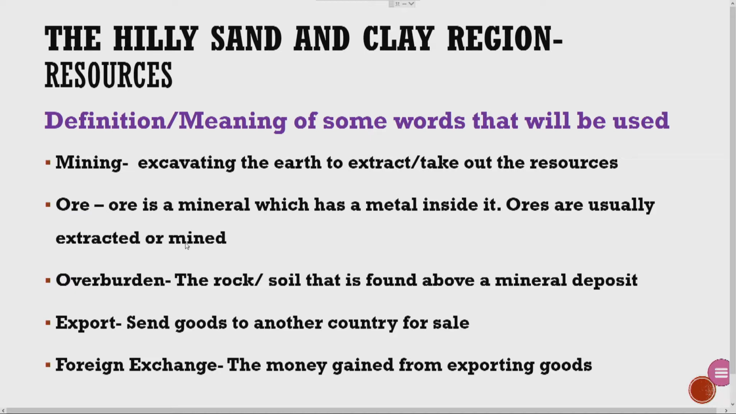Overburden, the rock or soil that is found above a mineral deposit. Export, send goods to another country for sale. Foreign exchange, the money gained from exporting goods.